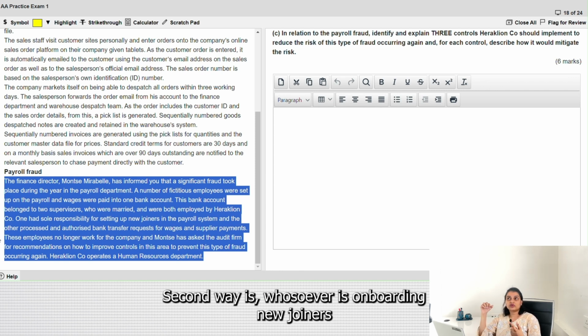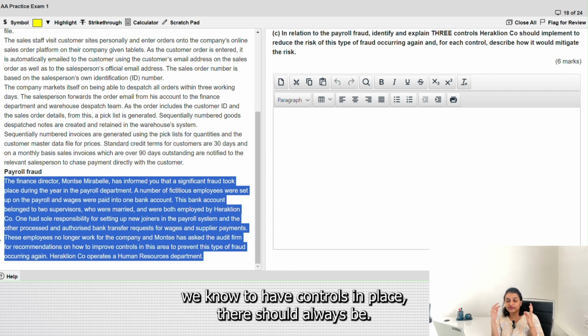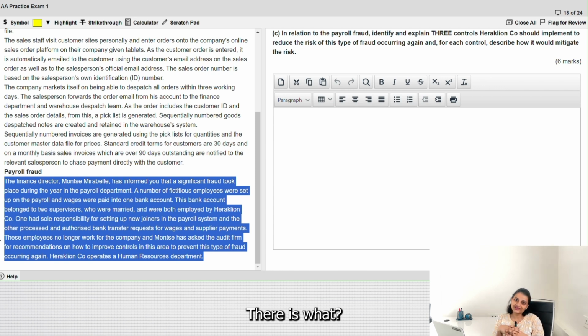Second way is whosoever is onboarding new joiners should not be the person who is processing my payroll, because we know to have controls in place there should always be, guys, what?